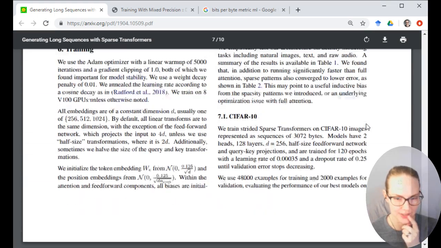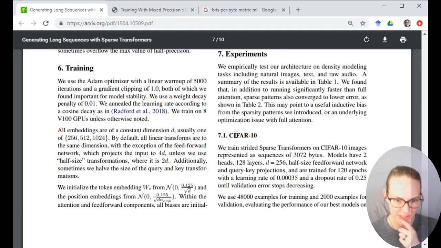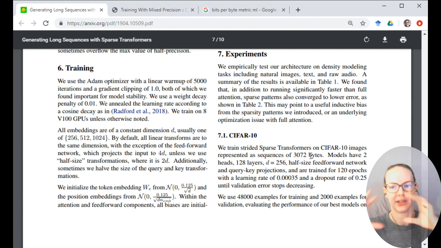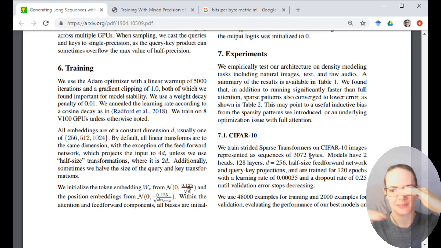Okay, interesting. So let's look at CIFAR-10. We train strided sparse transformers on CIFAR-10 images represented as sequences of 3072 bytes. So they take the picture and then they'll probably take different rows and put all the rows in a single line.